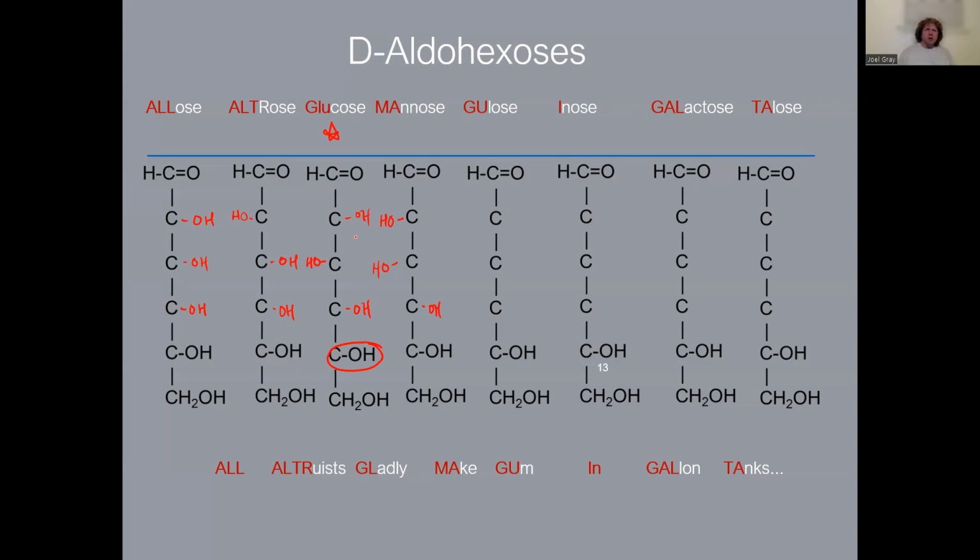So as long as I'm drawing a D sugar and I have glucose as a reference, I can draw that and then look at anything else and say, is it a C3 epimer of glucose? Is it a C4 epimer of glucose? What is it with respect to glucose? And I can go from there.